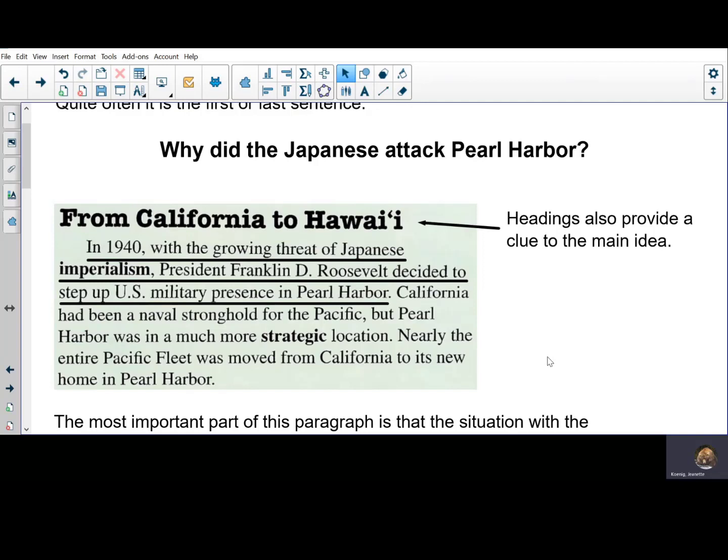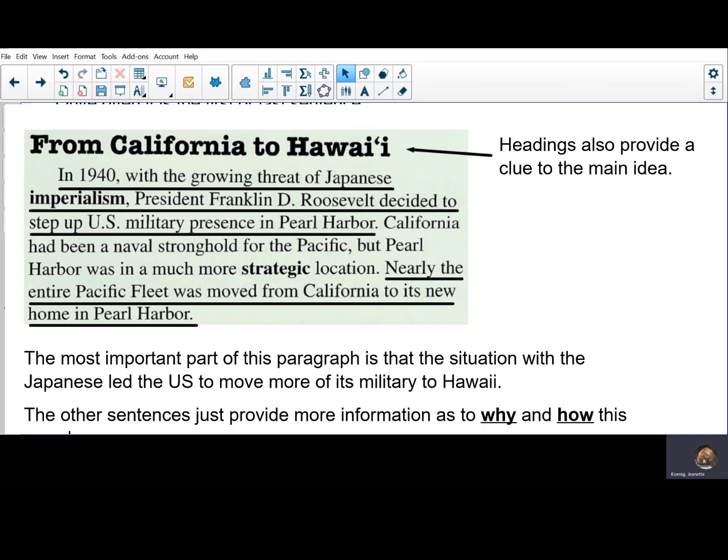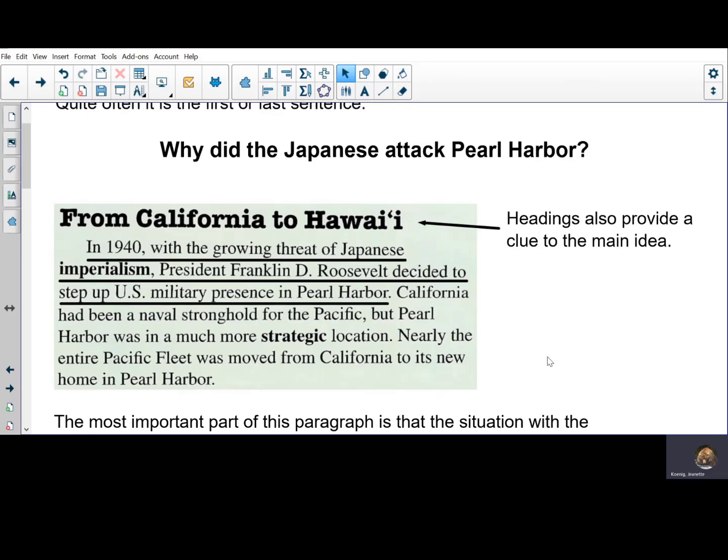Now, I kind of see this idea in two places here. It's in the first sentence, Roosevelt decided to step up the military presence in Pearl Harbor. It's also in the last sentence, nearly the entire Pacific Fleet was moved from California to its new home. It's just kind of a difference in focus.